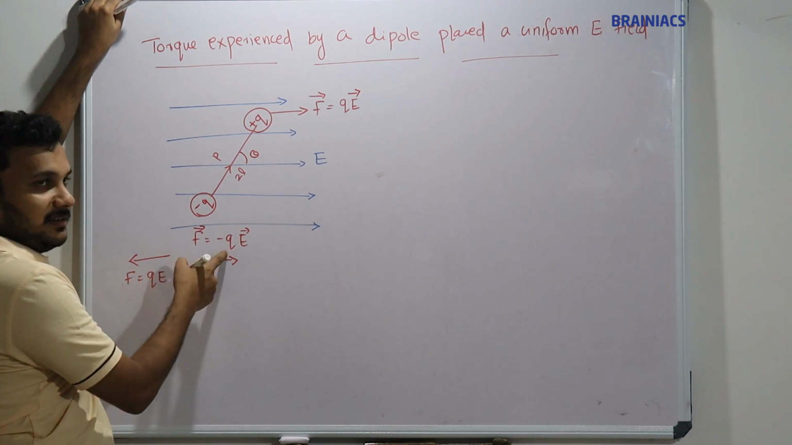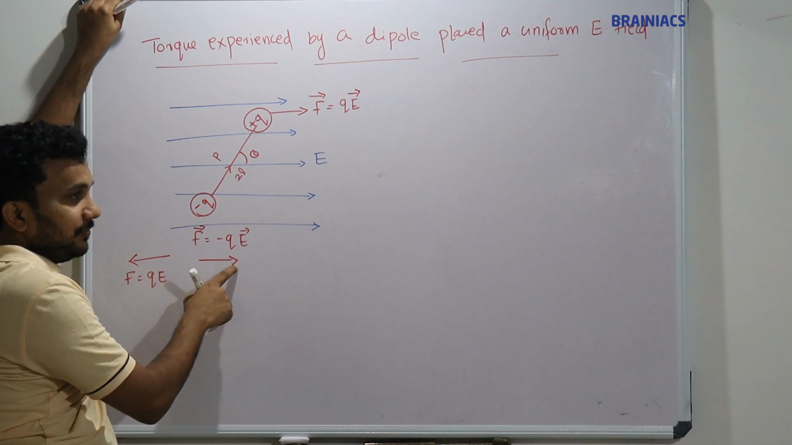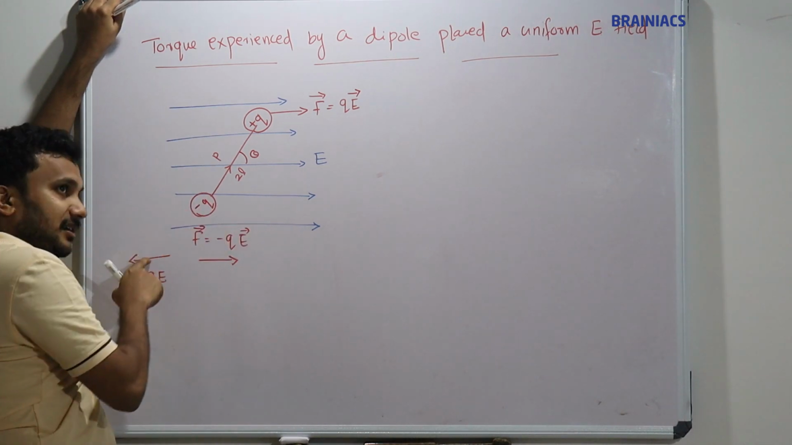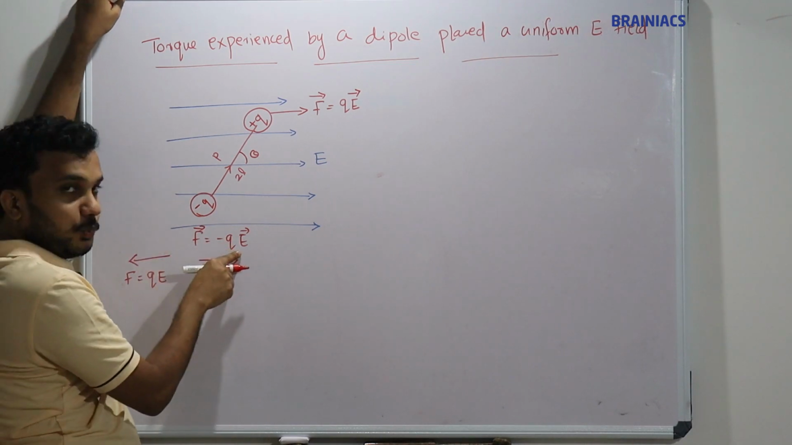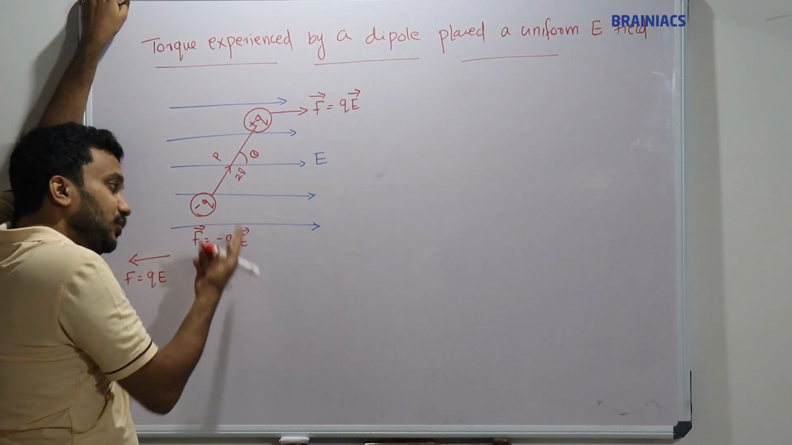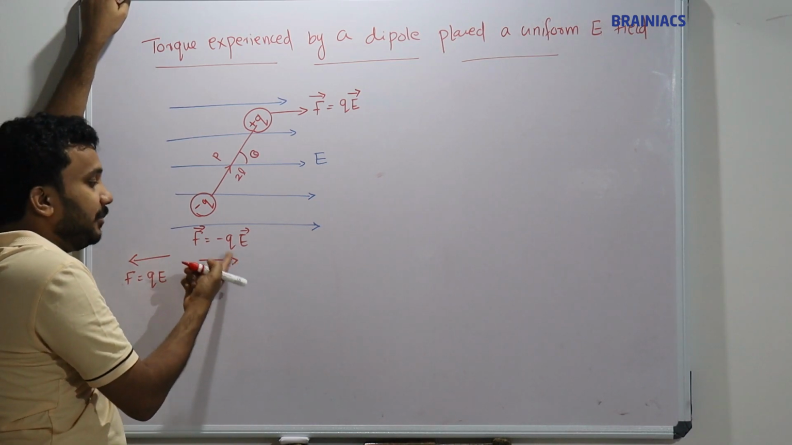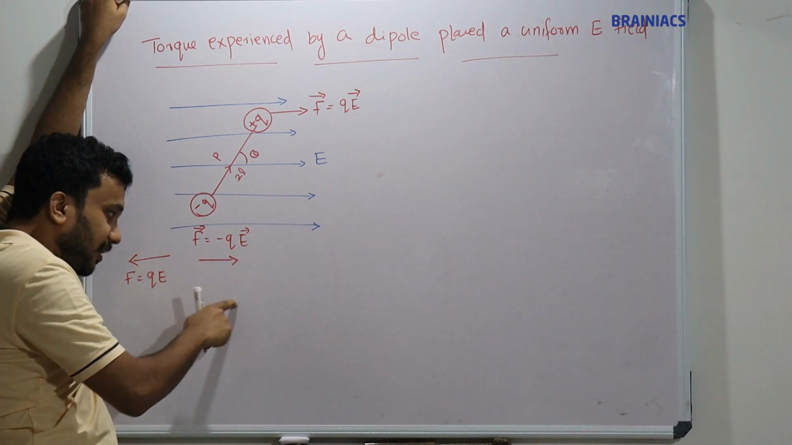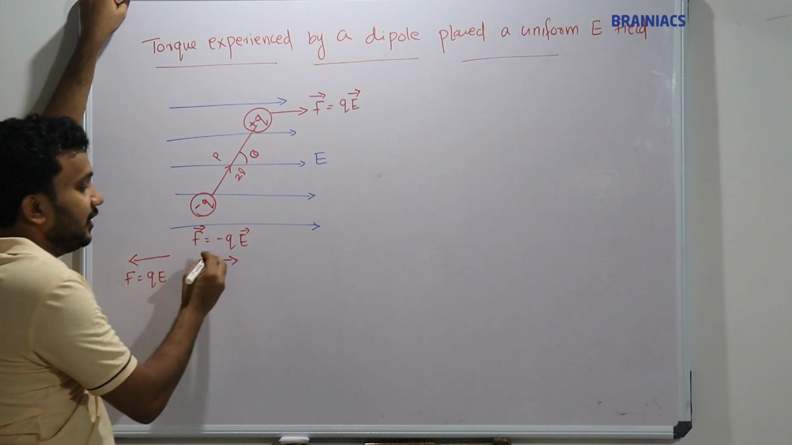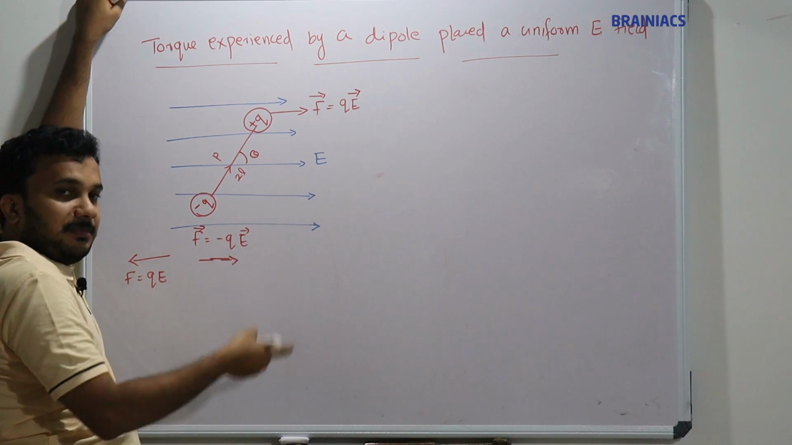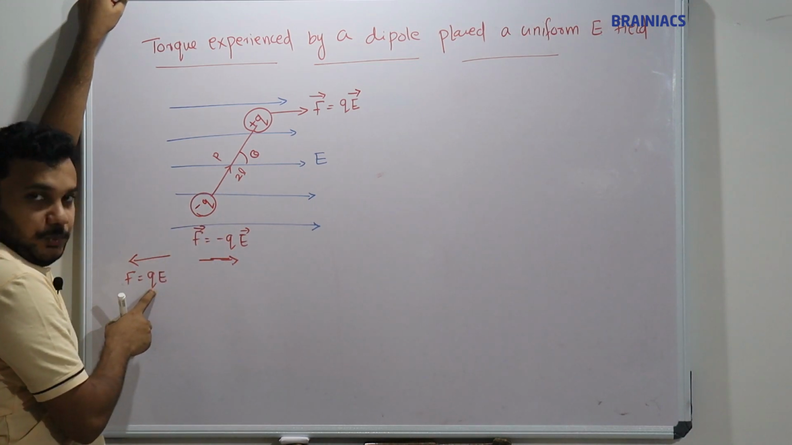F is a vector. If I am changing the direction of a vector from one direction to another, I have to multiply it with one extra minus. Already minus QE will be there. If I multiply with one more minus, then I have to change this arrow direction to the opposite side. So I changed the arrow direction. Now already one minus, and if I multiply with one more minus, the direction is QE.